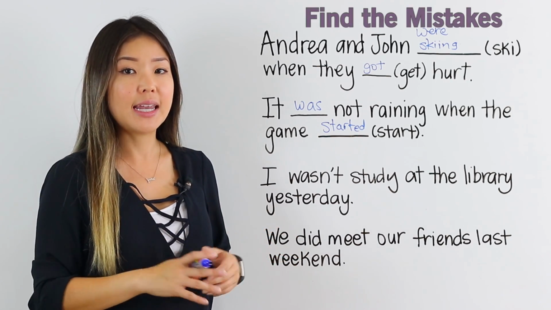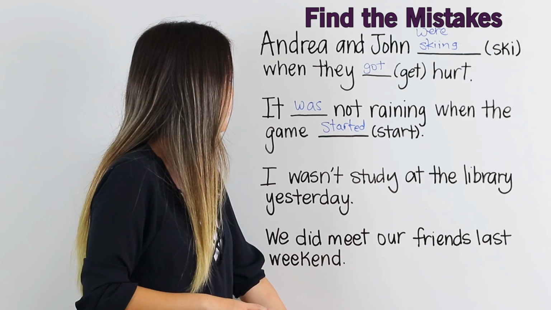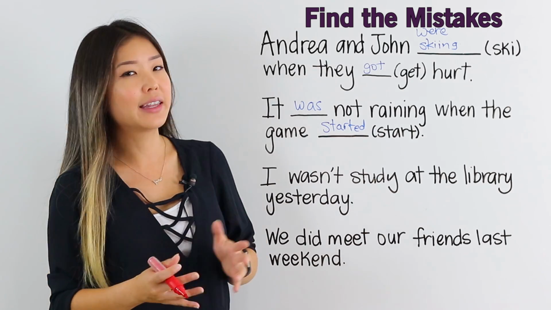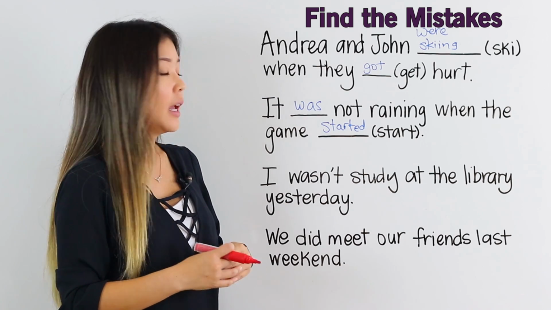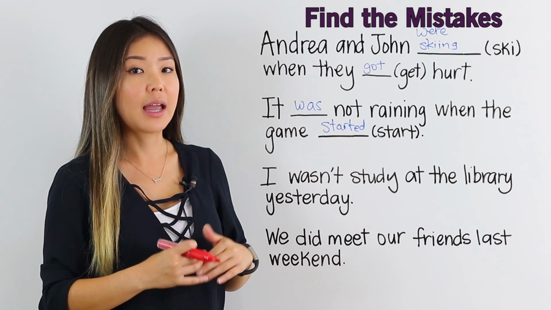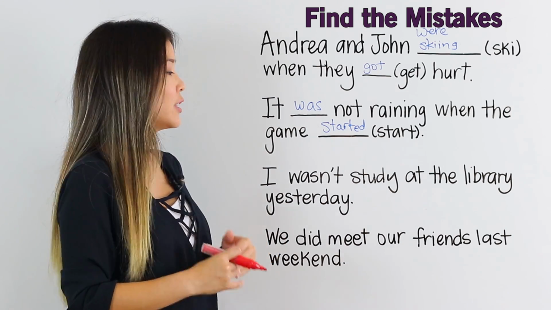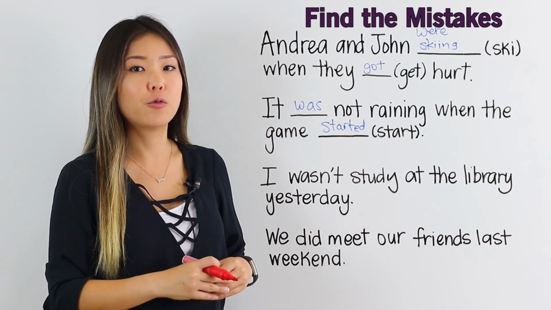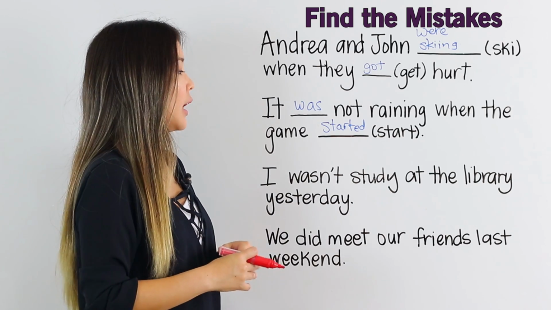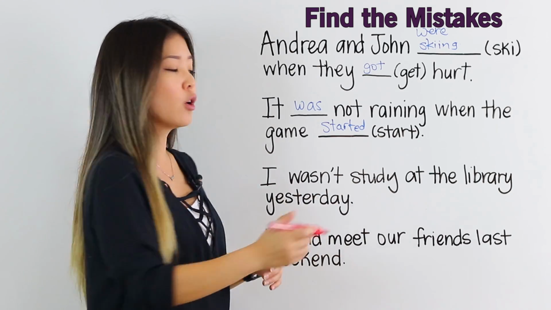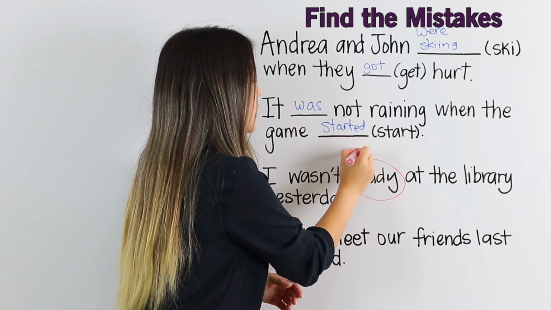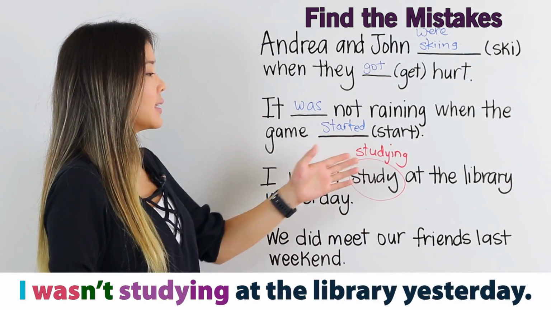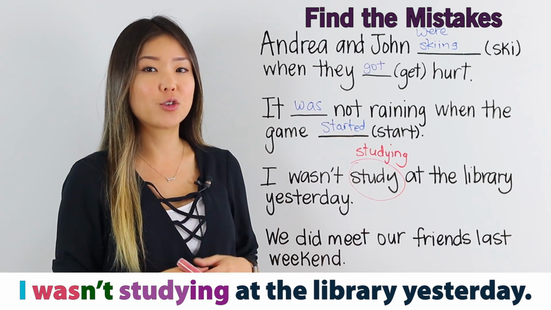Now, find the mistake in the next sentence. I wasn't study at the library yesterday. The subject here is I, and so the be verb was is correct. Here, there's a contraction, I wasn't, for I was not. Now, the problem is with the verb. Remember, we need to put ing at the end of the verb. I wasn't studying at the library yesterday.